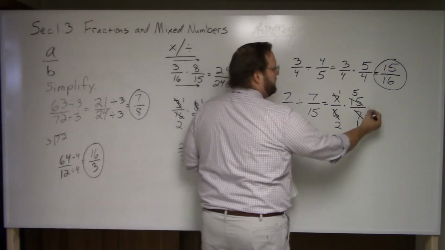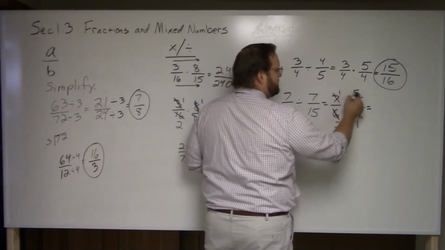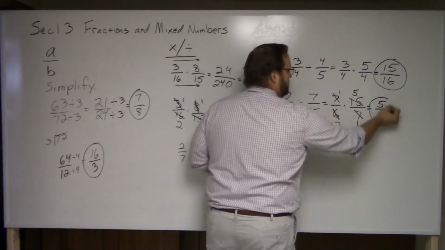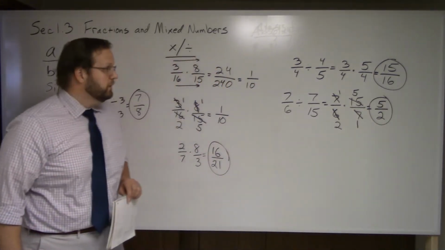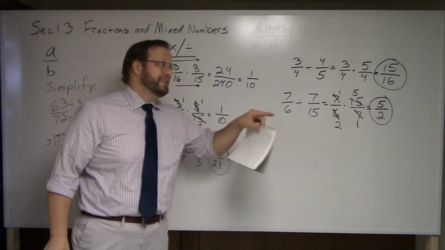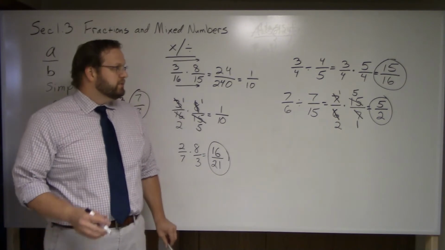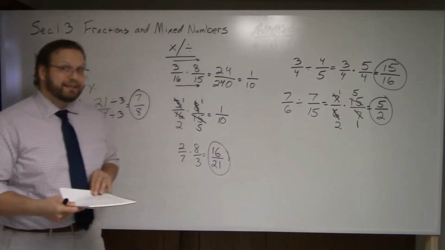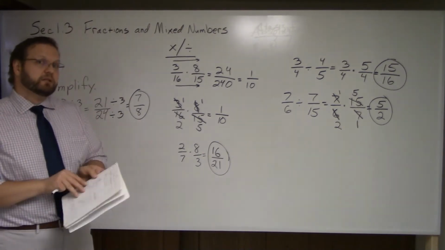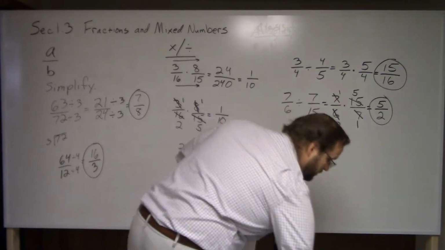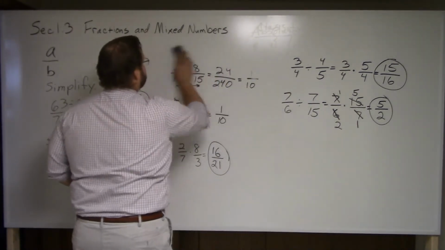And now, very simply, 1 times 5 is 5. 2 times 1 is 2. End of story. That's much better than doing 7 times 15, then 6 times 7, and then reducing. So always, if you can, reduce first. That is multiplying, that is dividing. Again, if you have any questions, reach out, let me know. Let's move on then to adding and subtracting.